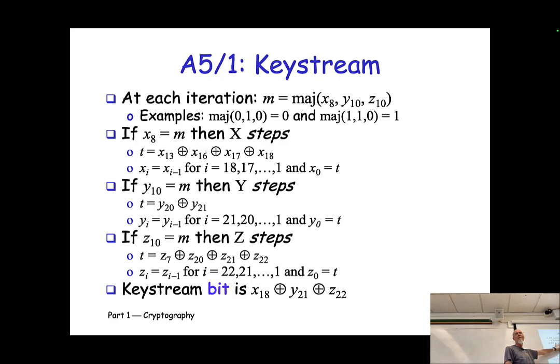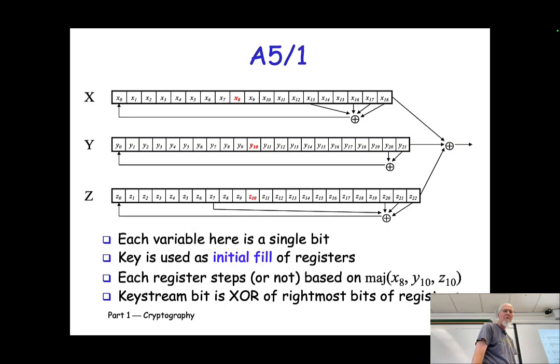Okay, this looks like a lot of work to generate one single bit of key stream. But the beauty is you can do it over and over and over again indefinitely, right? And in fact, you can make this very fast. You can make this so that at each clock cycle you can generate one bit of key stream. Okay, so the picture is worth 1,000 words, right?